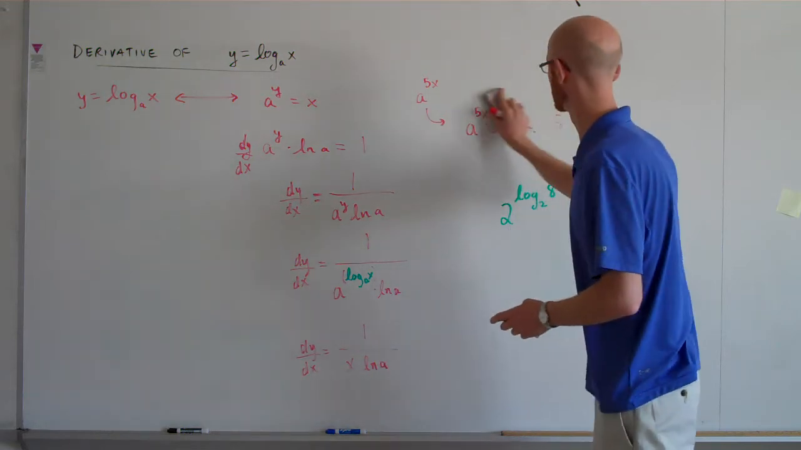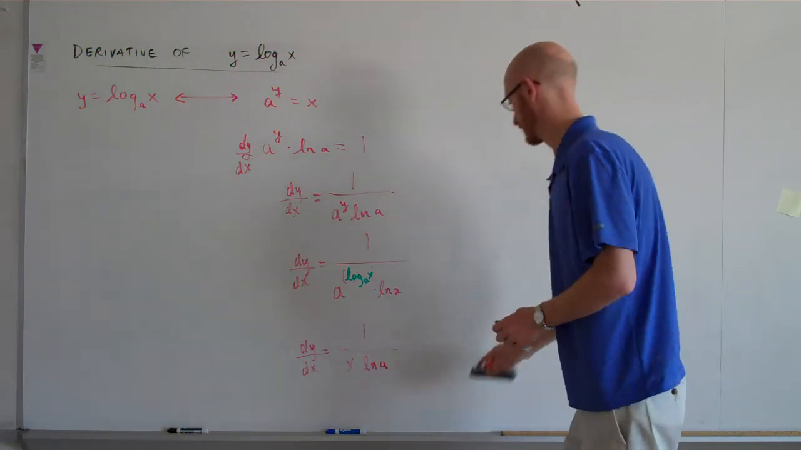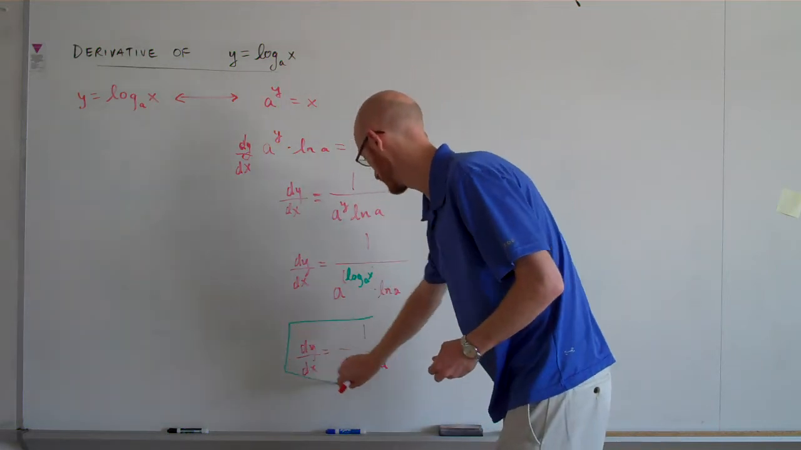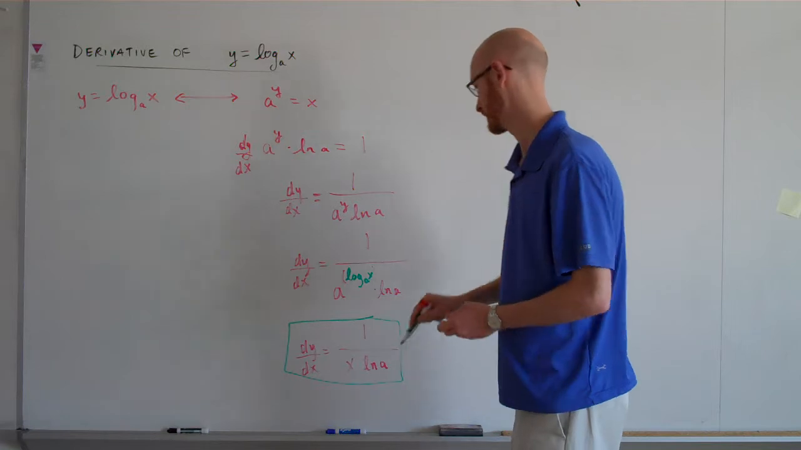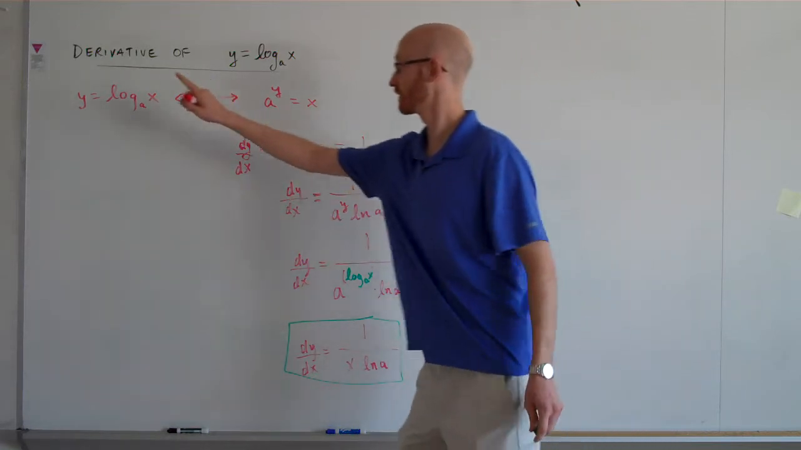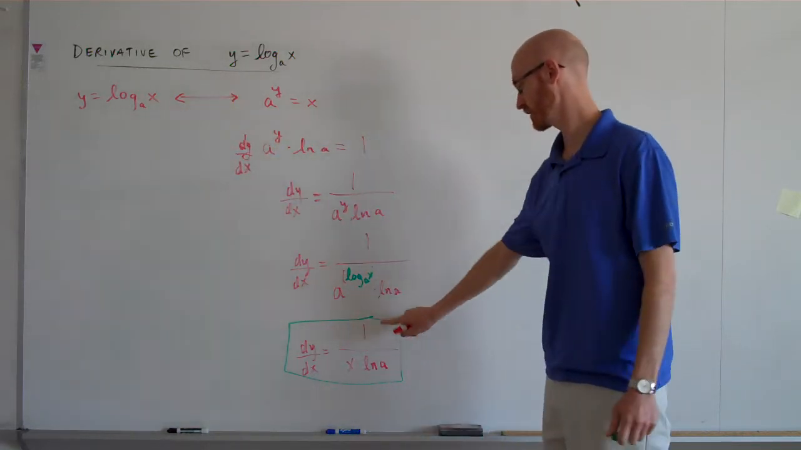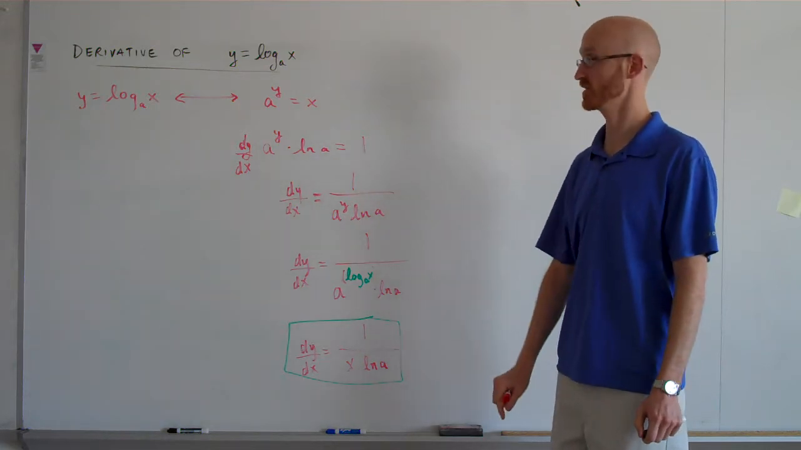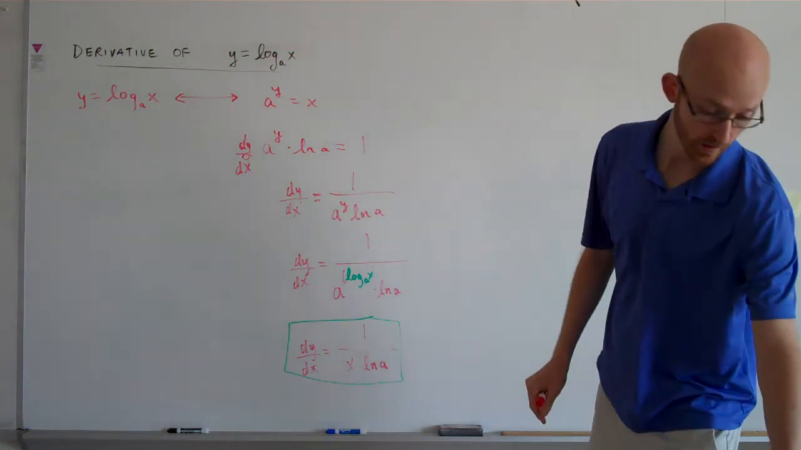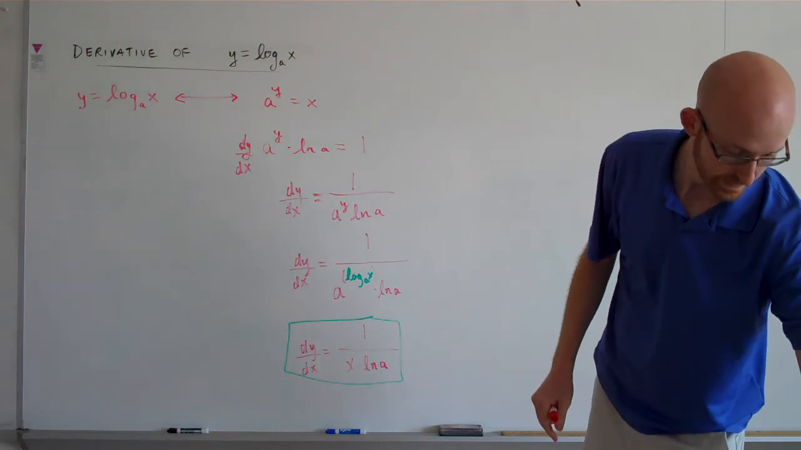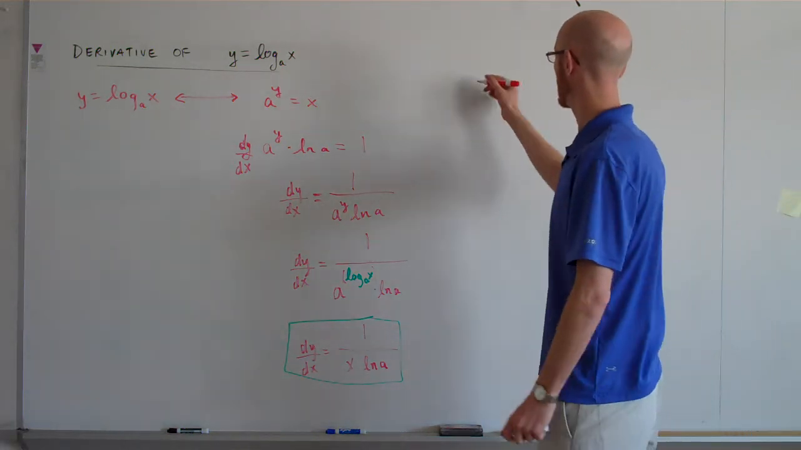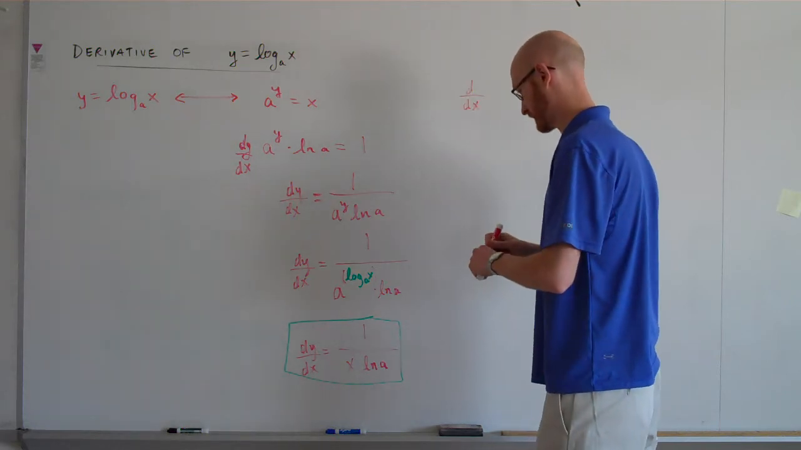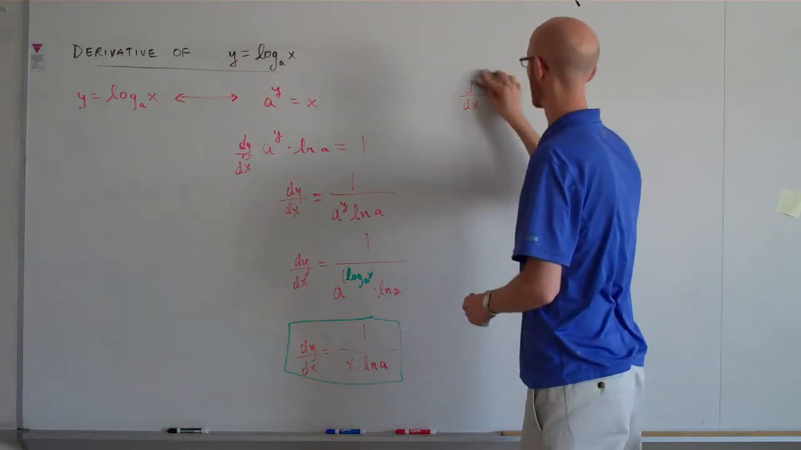So there you have it. This then is the derivative of log base a of x is 1 over x times natural log of the base. Now let's do, starting to think that might be hard for you to see.